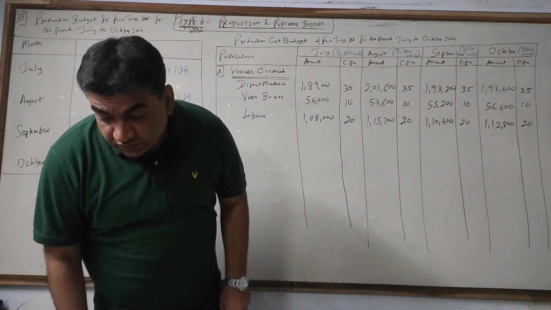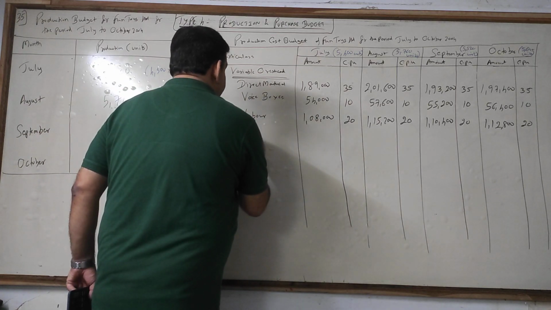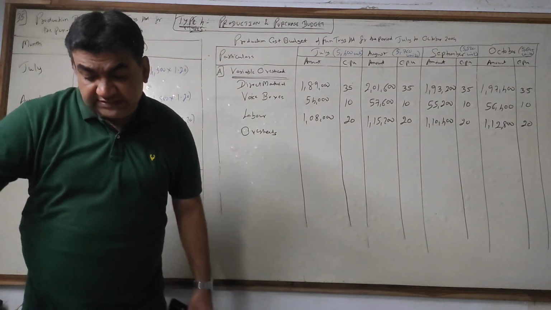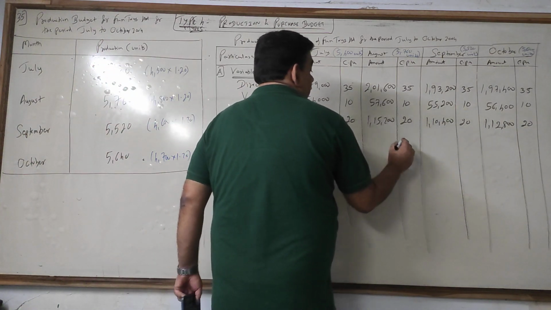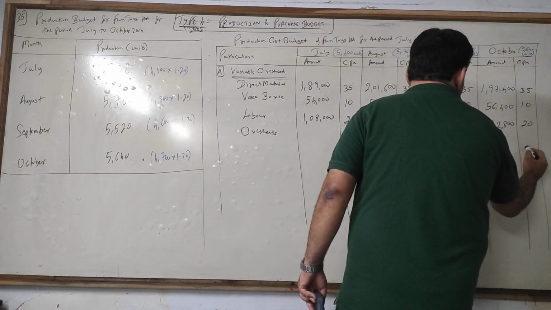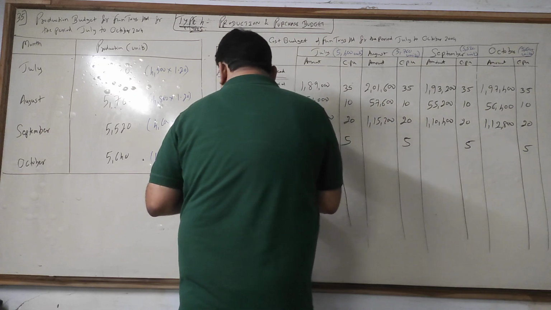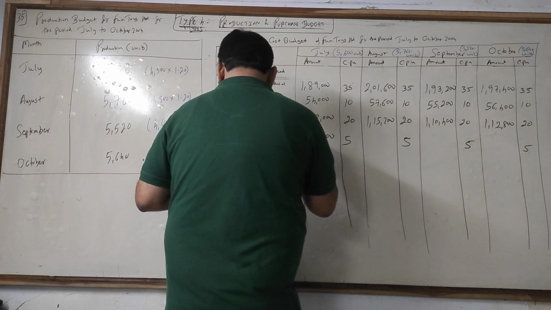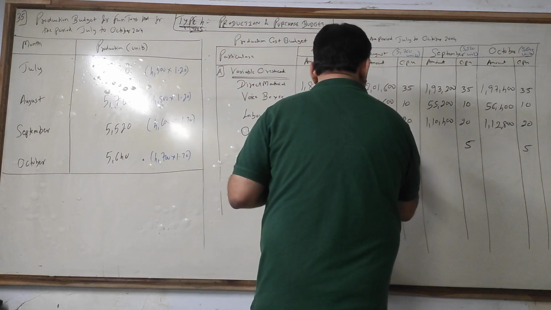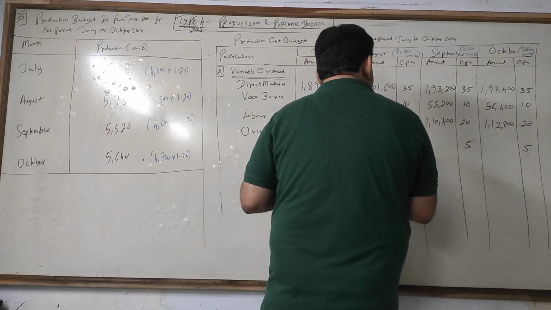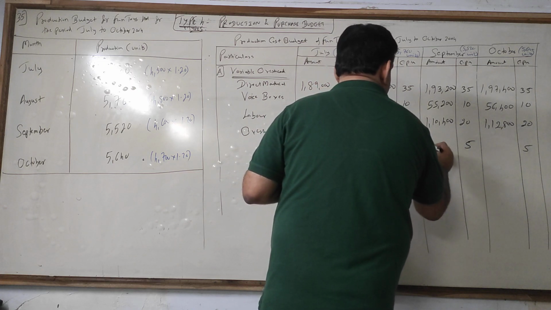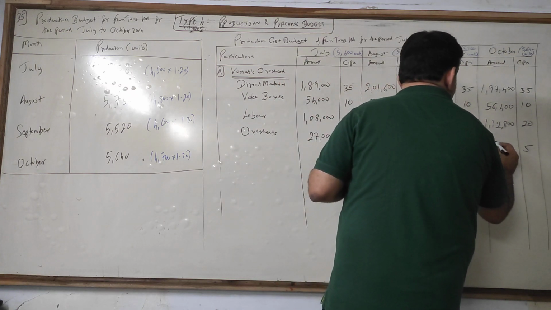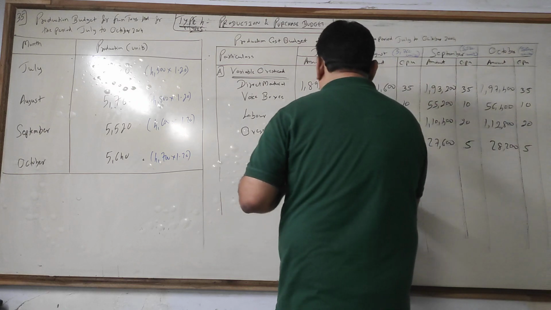After that, you have variable overheads. We already have the heading variable, so we'll just write overheads. It's understood as variable. What is it? 5 per toy. So everywhere cost per unit is 5, and multiply by the respective units to get the cost: 27,000, 28,800, 27,600, and 28,200.